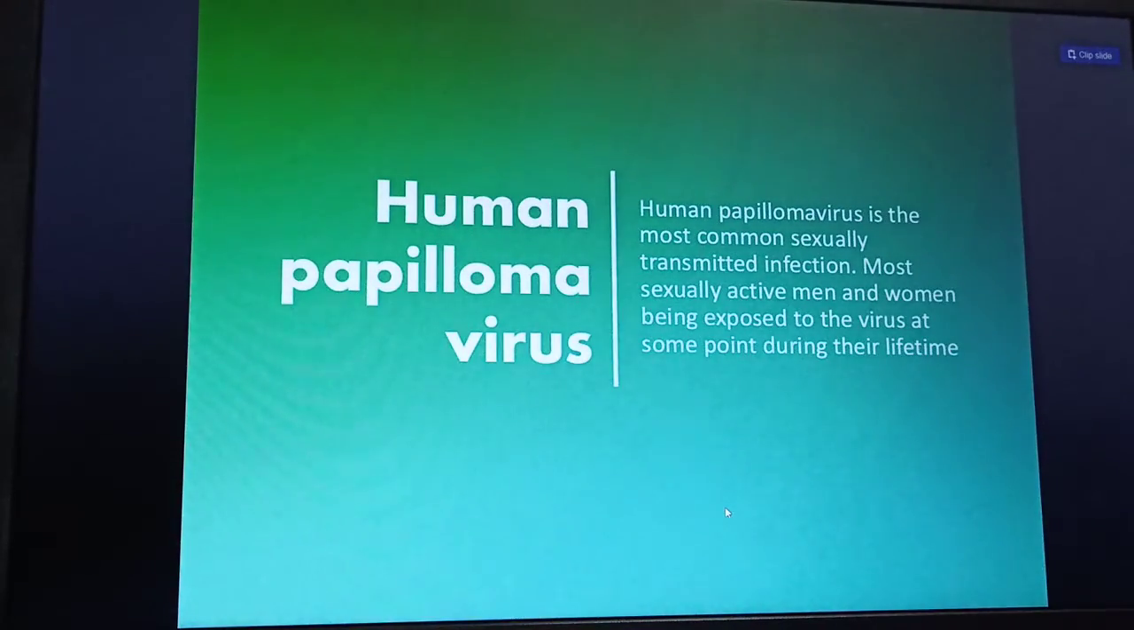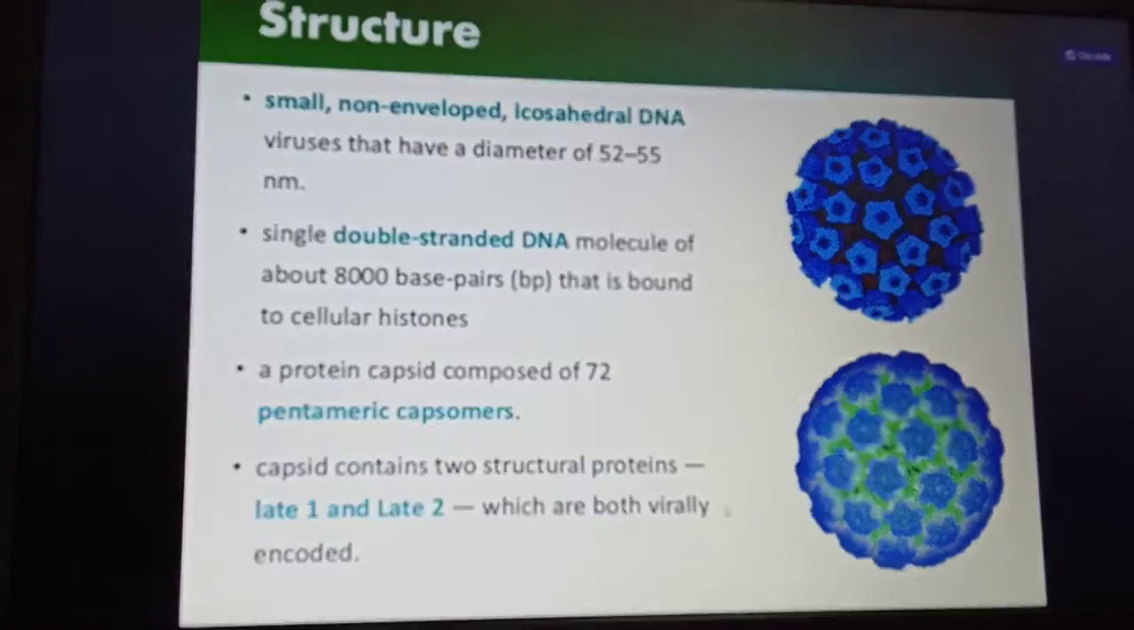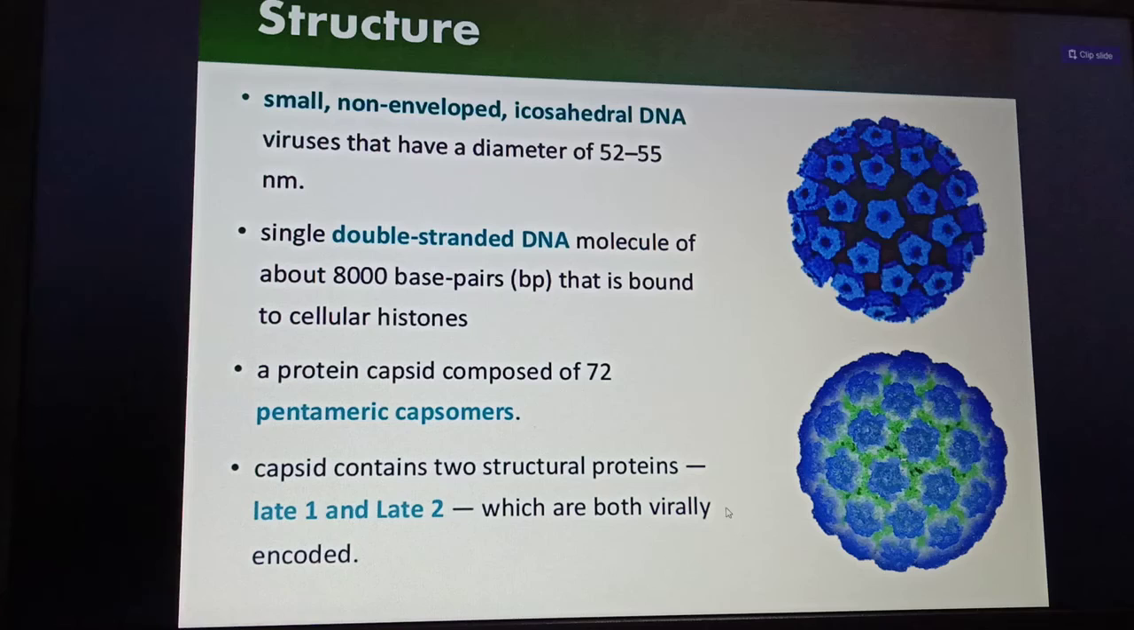Good morning, students. Continuing with the DNA viruses, today I am going to discuss the human papilloma virus. First we'll be discussing the morphology, or the structure, of the human papilloma virus, also called the HPV virus.